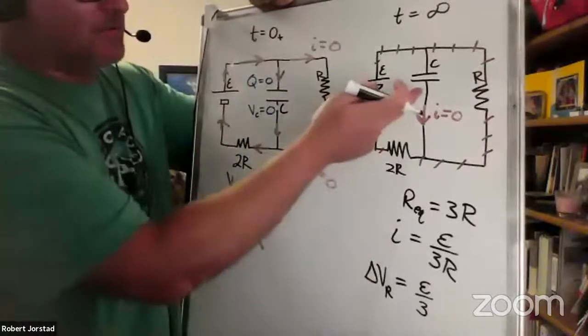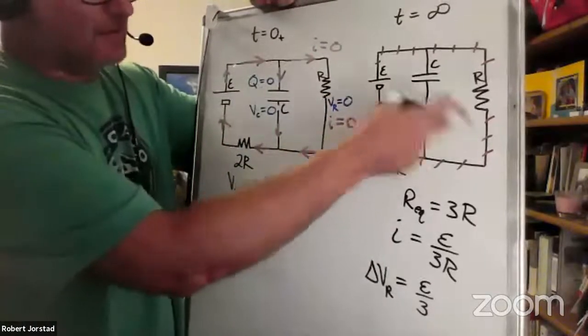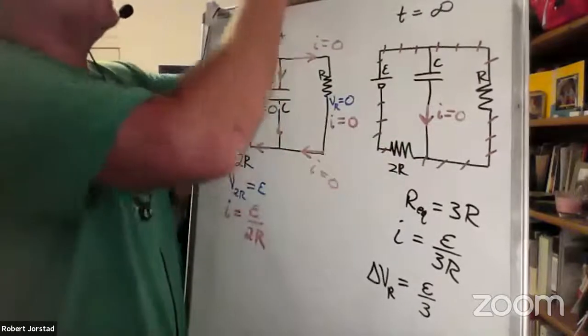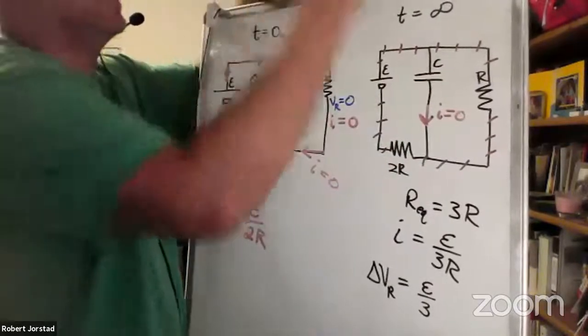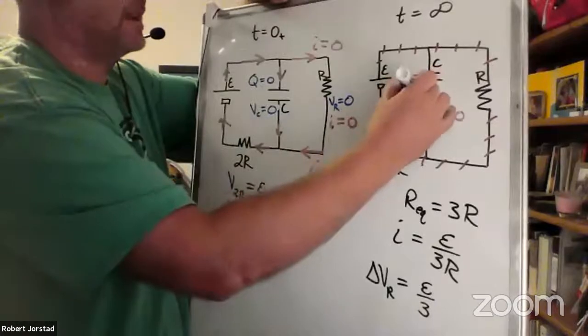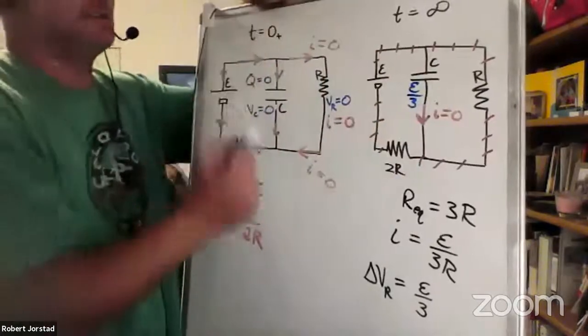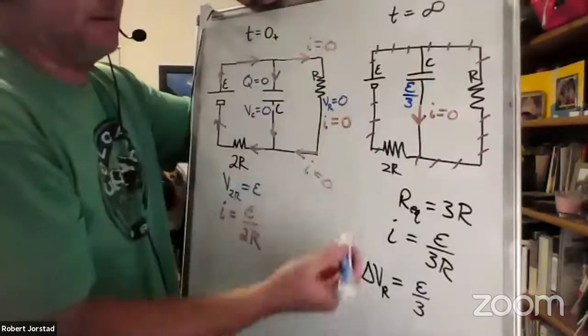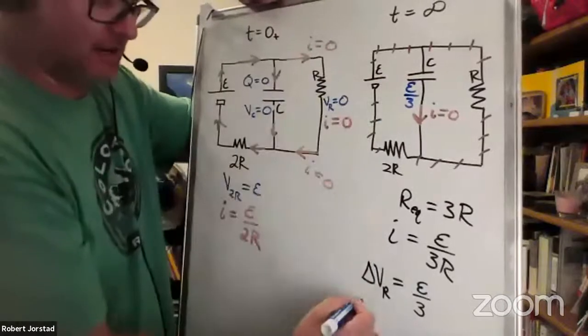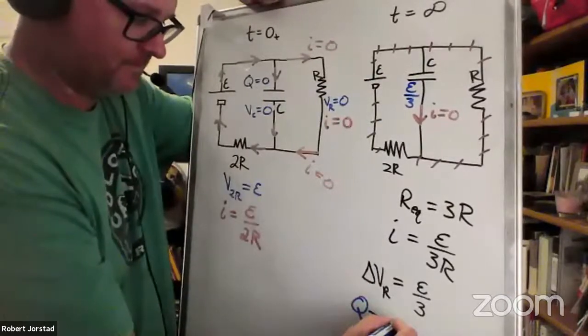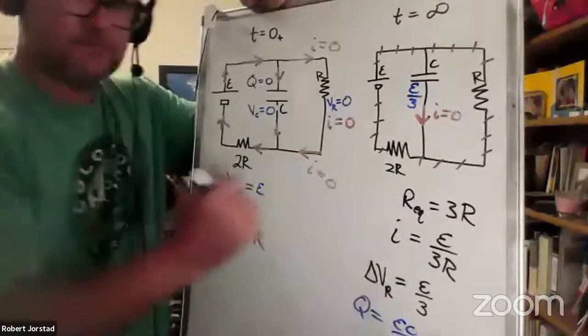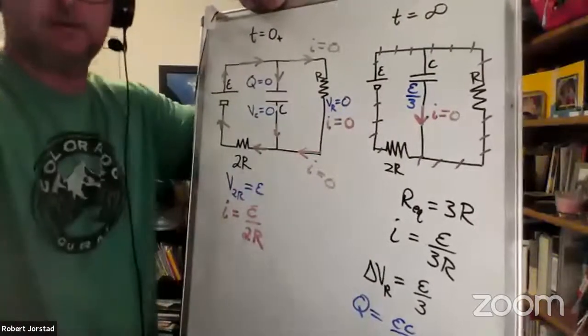Next, we'll go up here. We know this is E over 3. Don't I know this is now E over 3? And then, so now this charge on here is EC over 3.